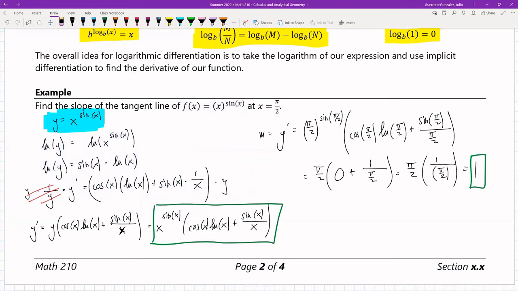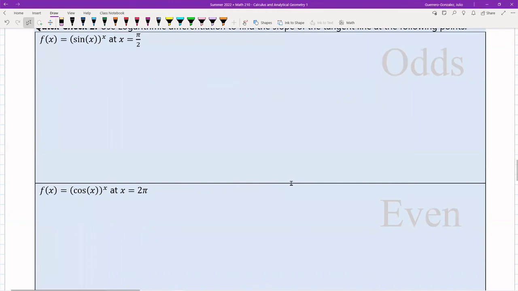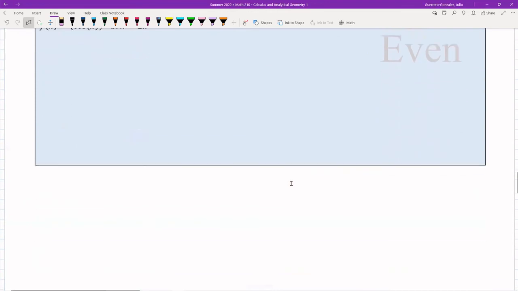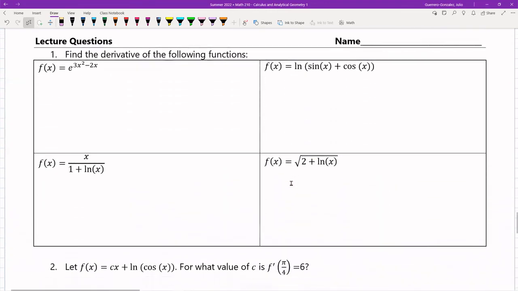I think there might be a quick check right below here. So I want you guys to try this out. These are sort of the exact same idea. Don't be too scared about them. Try to run them through the same process that I did above, and it should fall in your lap, okay? And I think after that, it's blank until we get to lecture questions, okay?